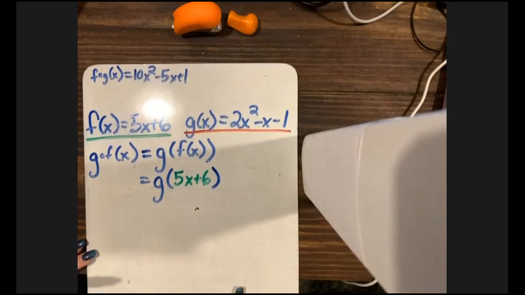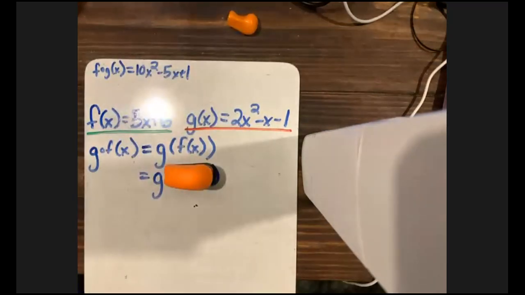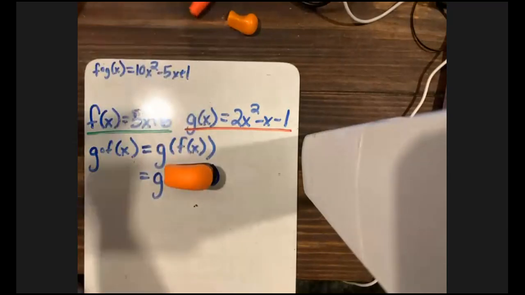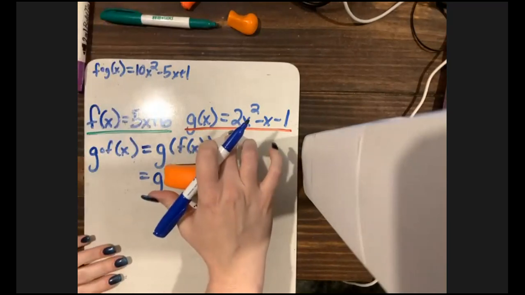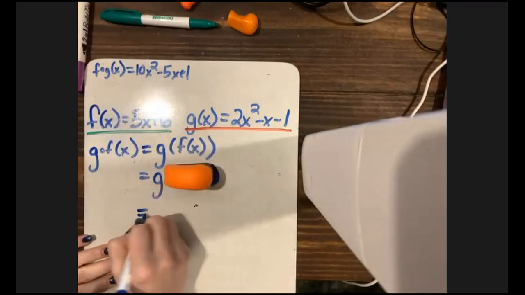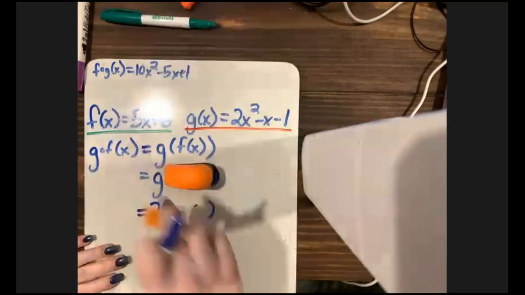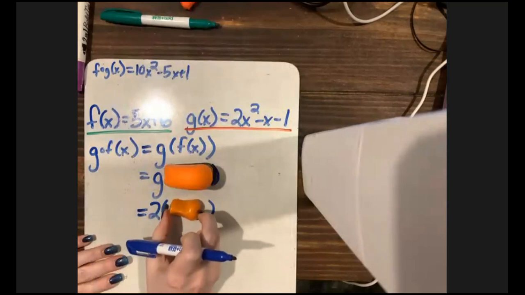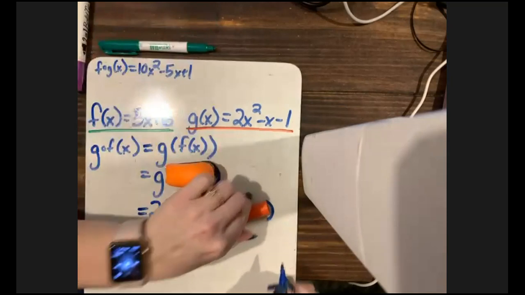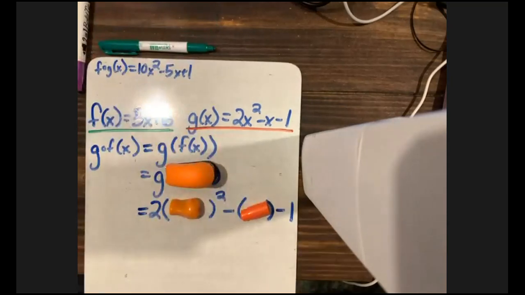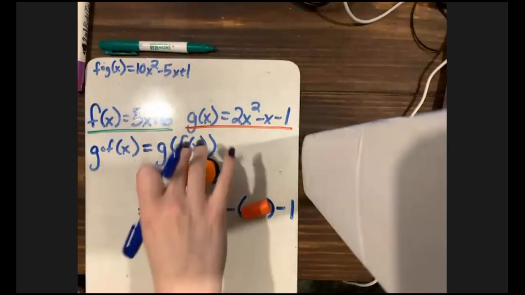So now I'm going to again cover this up. I'm having to get creative here with my stuff. So now, everywhere that I see an X, I'm going to put a set of parentheses and an orange thing. Whatever's underneath this orange goes in both of these spots.